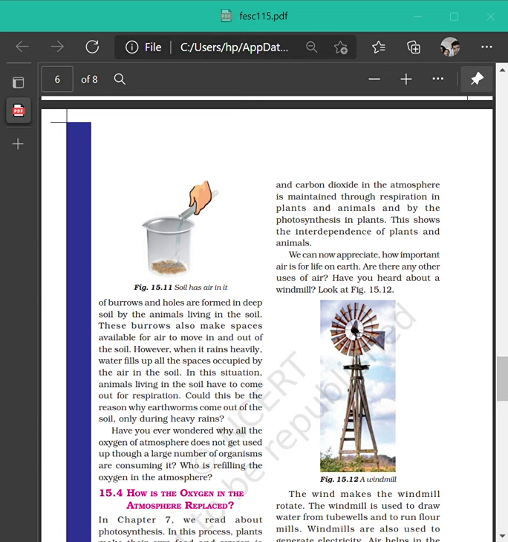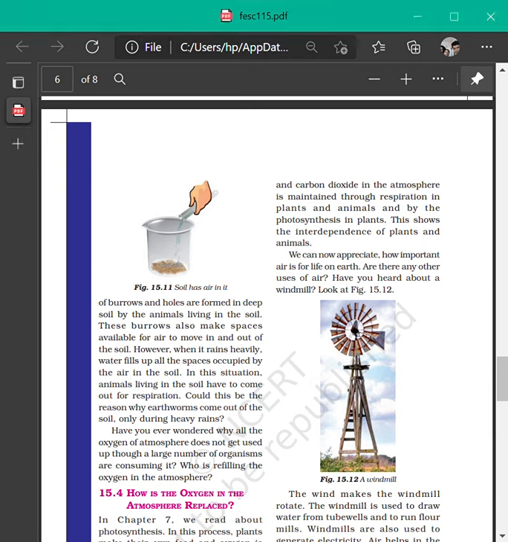Have you ever wondered why all the oxygen of atmosphere does not get used up, though a large number of organisms are consuming it? Who is refilling the oxygen in the atmosphere?